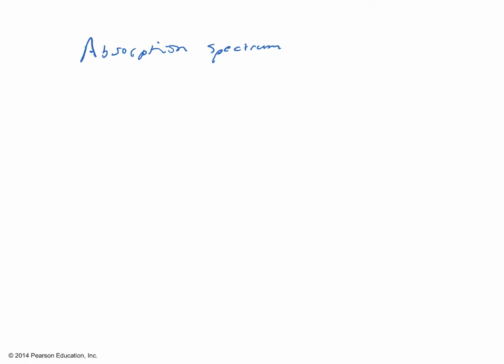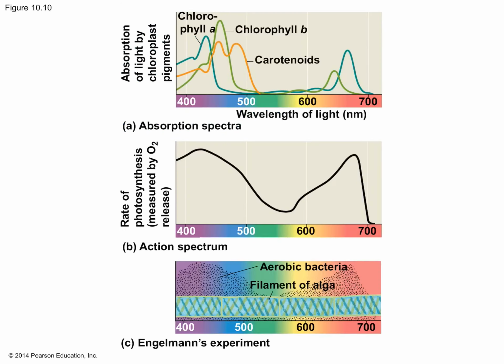But what I want to talk about first of all is an experiment that was conducted in the 1880s by a German biologist named Theodor Engelmann. All right, so Engelmann was interested in understanding what colors, what wavelengths of the visible spectrum, were responsible for running photosynthesis. And so he conducted a very simple but very elegant experiment, which you basically see here in this bottom panel. So let's talk about that first.